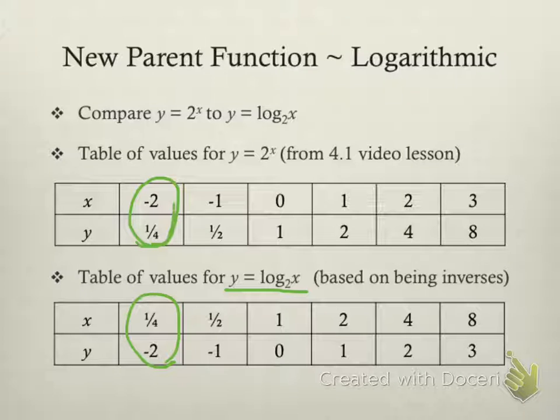So here, my x was a negative 2 and I got a 1/4 for y. Here, I now have 1/4 for x with negative 2 for y. Notice here, when I have 0 for x, I get 1 for y, whereas here, 1 is now the x and 0 is the y. And so on. You can see in each case that the x and the y values just get switched.